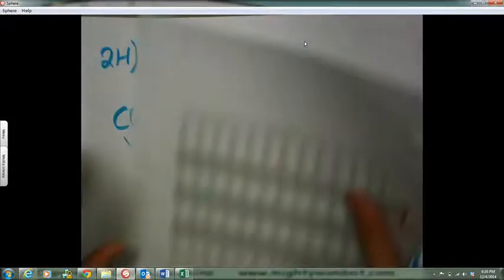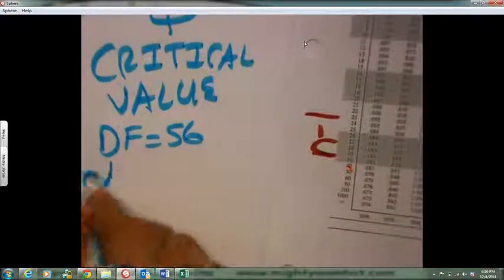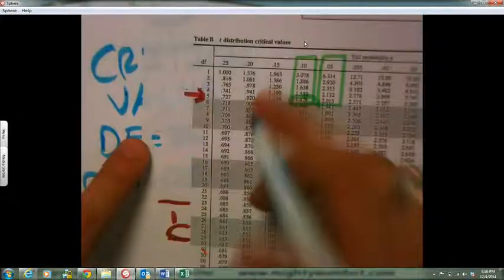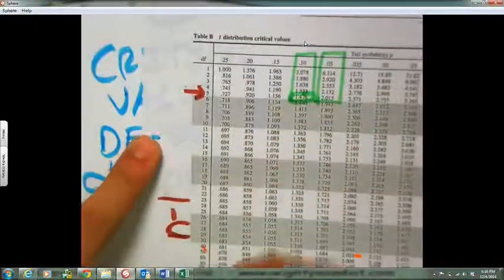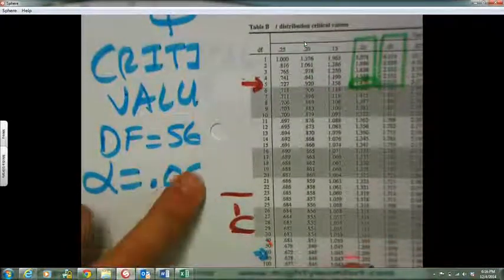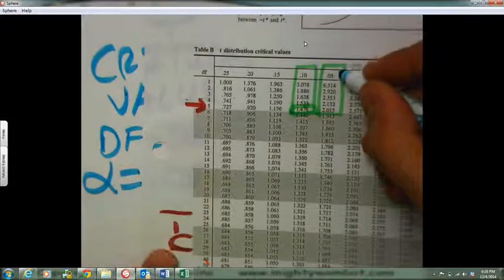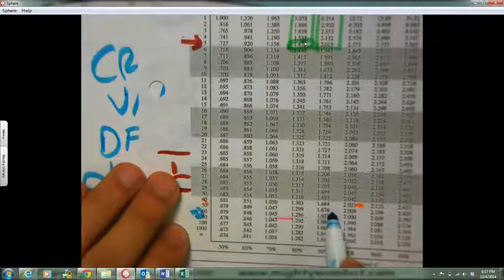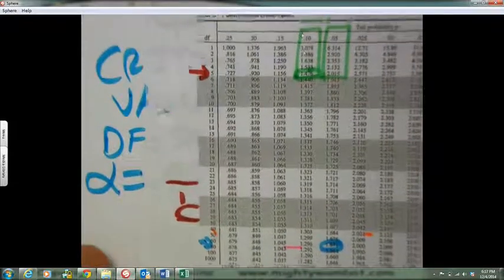So our degrees of freedom are 56, and the significance level is 0.05. Here are the degrees of freedom. This is what I gave you on Monday. 56 isn't here, so I'll go to 60. And alpha is 0.05. Here's 0.05. Come down to 60 right here: 1.671.